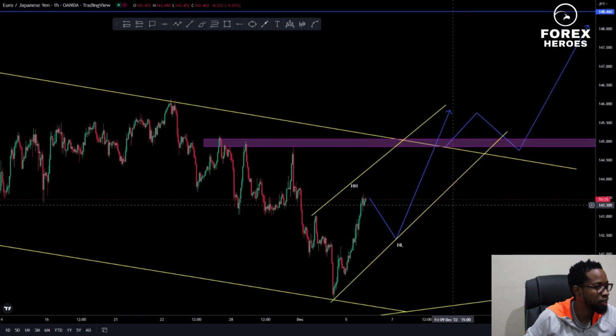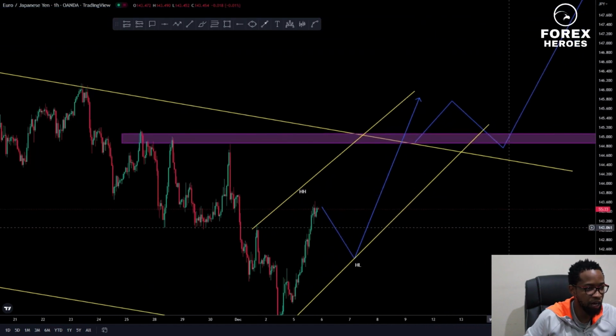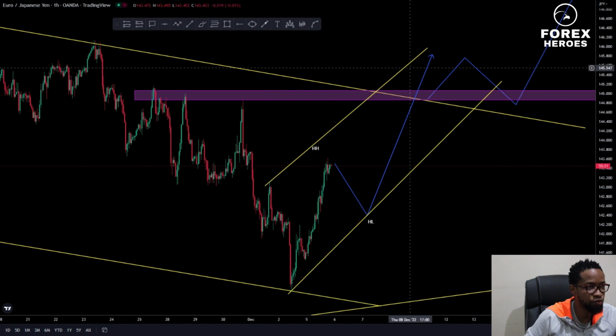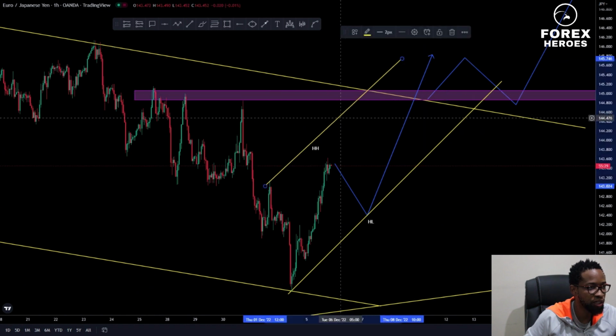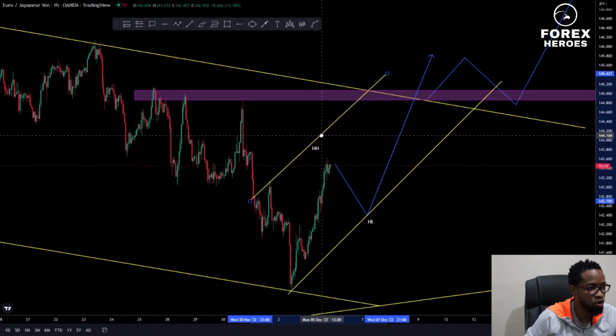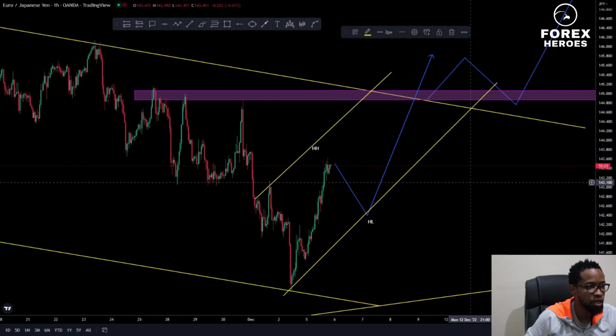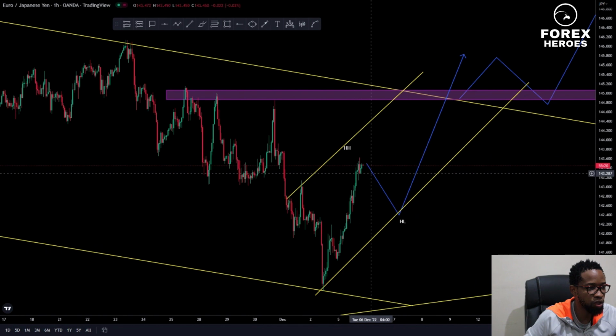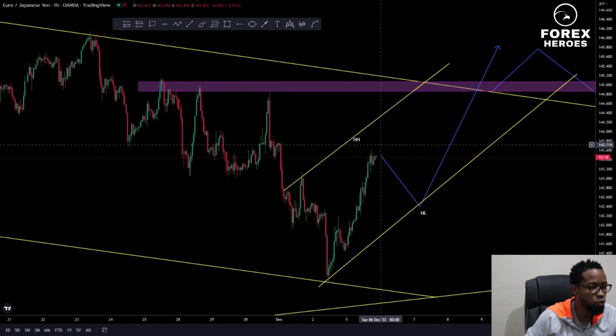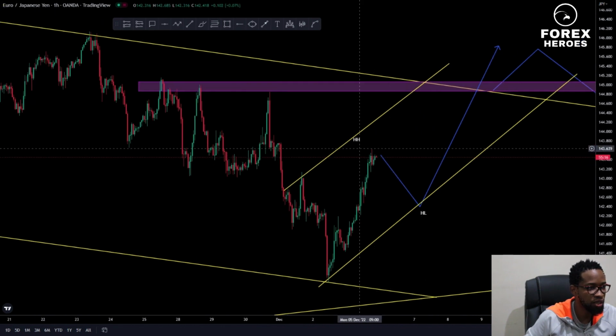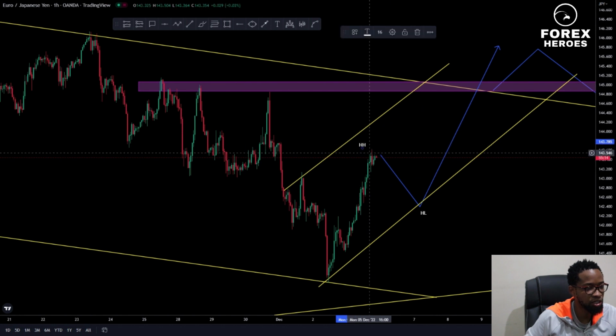So what I would say and also recommend for you to do is for you to make sure you don't get caught up on the wrong side. Make sure you don't get caught up on the wrong side. At the moment, I would say wait. There's no trade at the moment because this has reached a high.